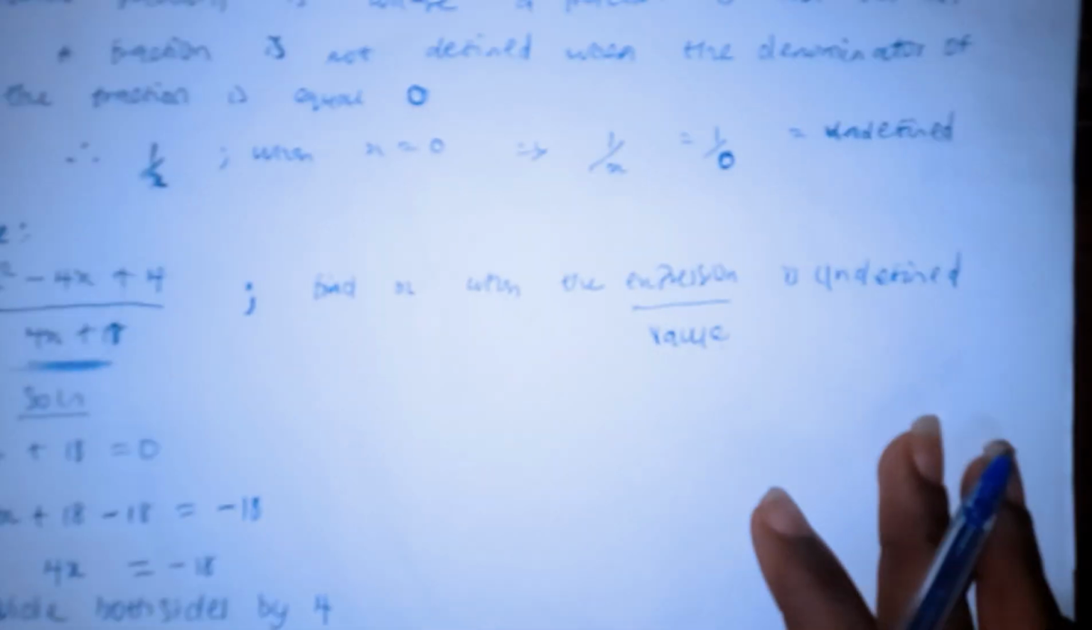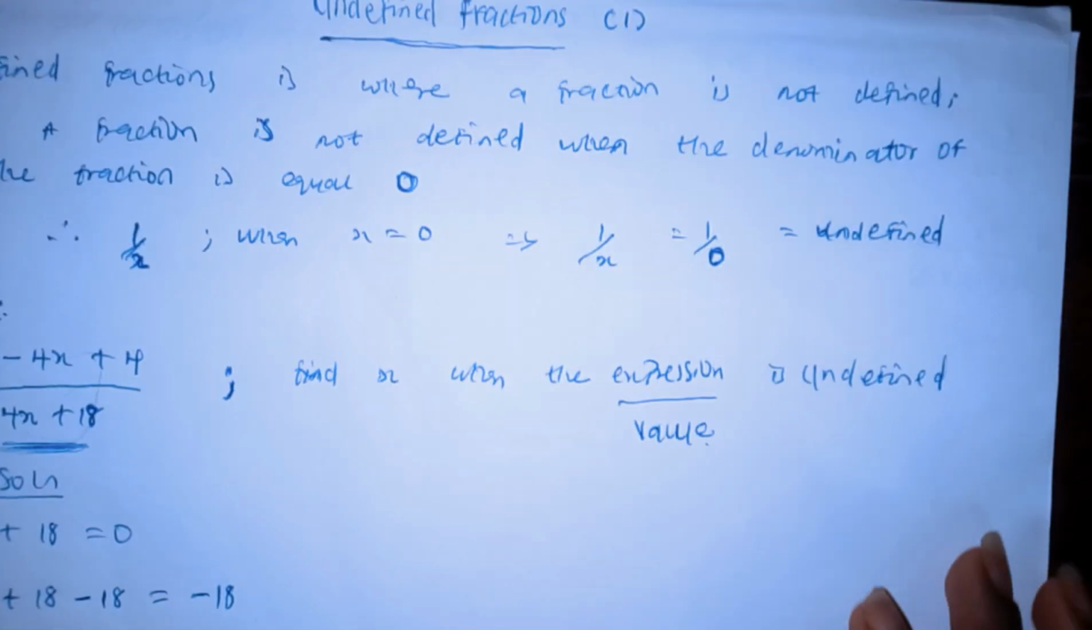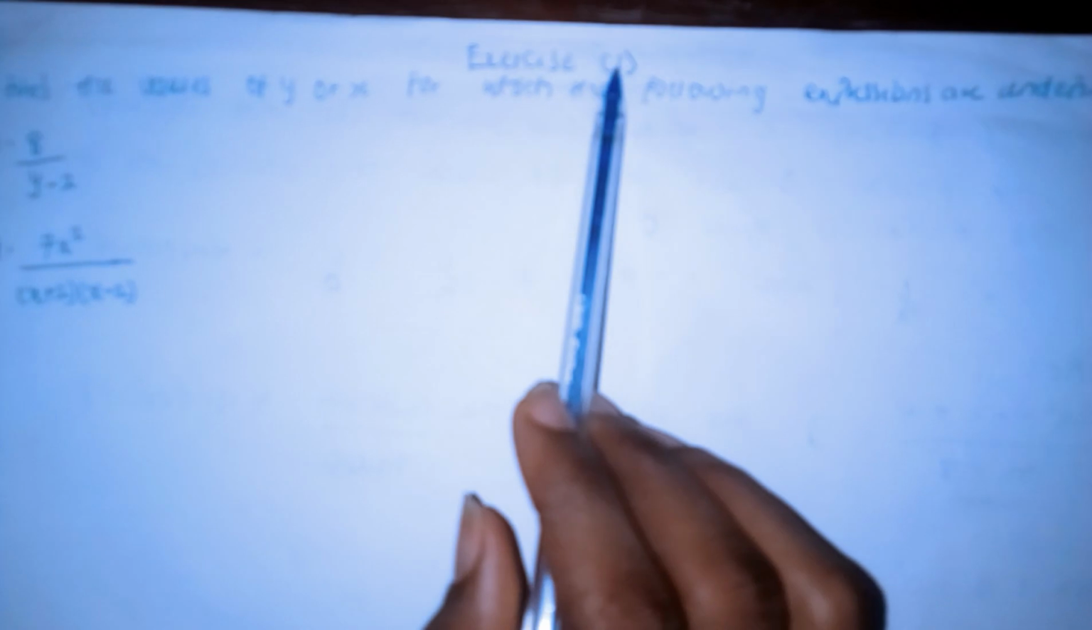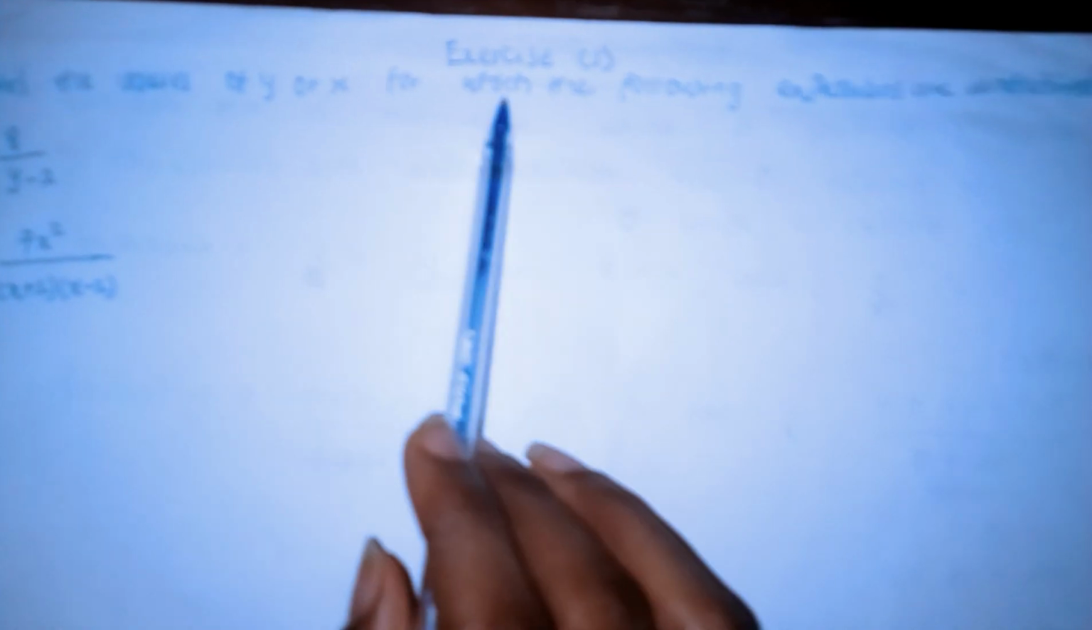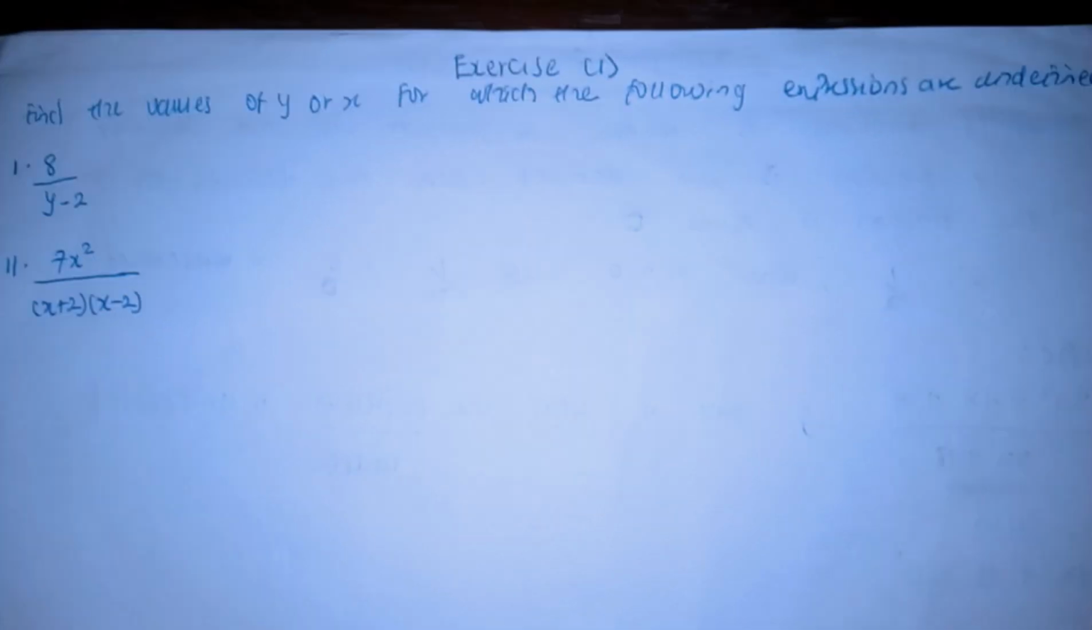Okay, I will give you an exercise. I advise you to pause the video to catch the exercise when it comes up on the screen. Yes, there is the exercise on undefined fractions part 1. It told us to find the values of y and x for which each of the following expressions is undefined. That means these expressions are undefined. I would advise you to pause the video to get the question clearer, and see you in the next video as we're going to solve it together to enhance learning.